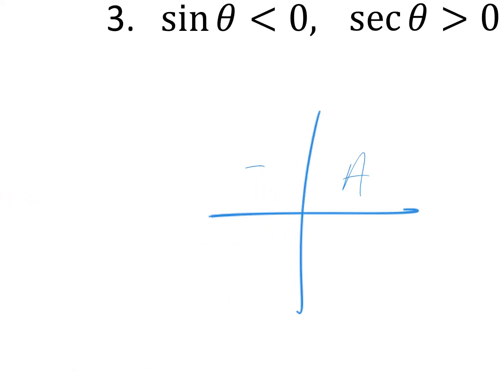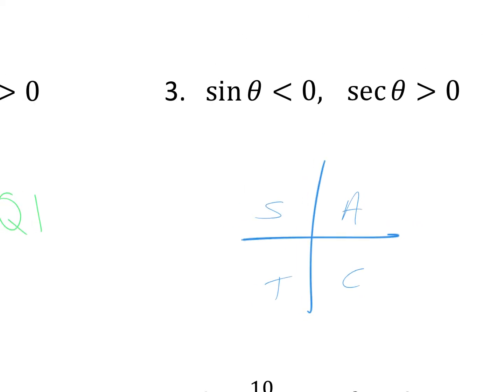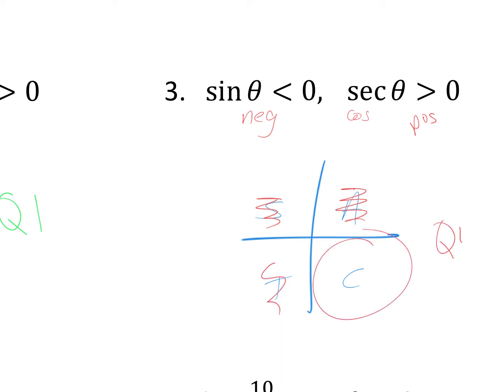So all students take calculus. Sine is less than 0. That means it's what? Negative. So what can we cross off? I can cross off the first one for sure. And where else? The second quadrant. Okay. Now with what we have left over, secant. Secant goes with what? Cosine. Okay. Secant and cosine are positive, greater than 0. With what we have left over, where are secant and cosine positive? In quadrant 4. So your answer here would be Q4. If you want to write in Roman numerals, you're welcome to.